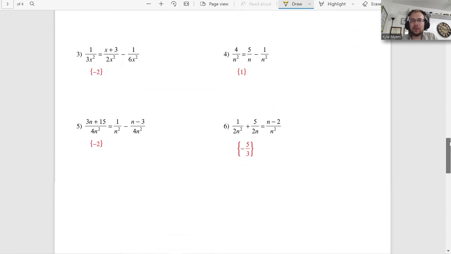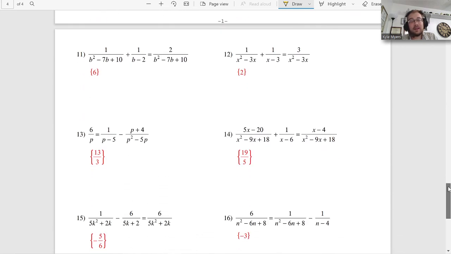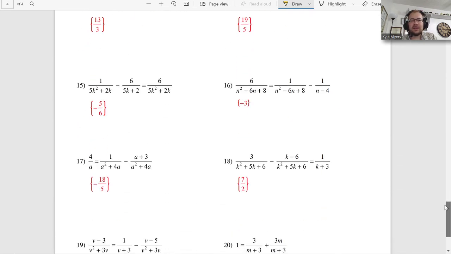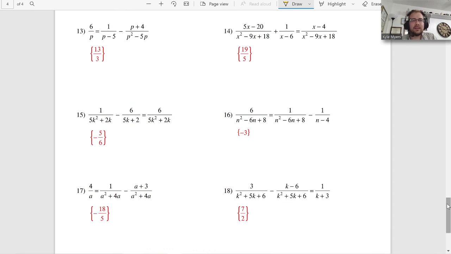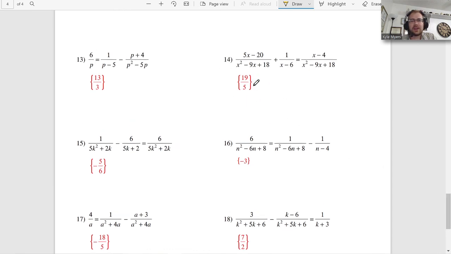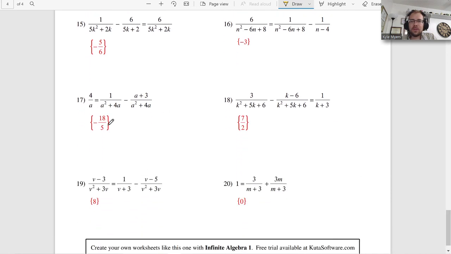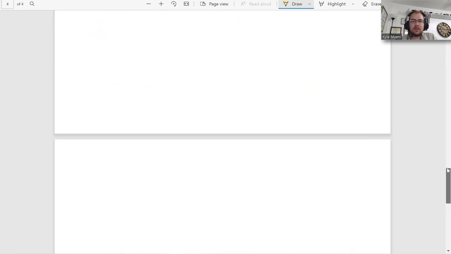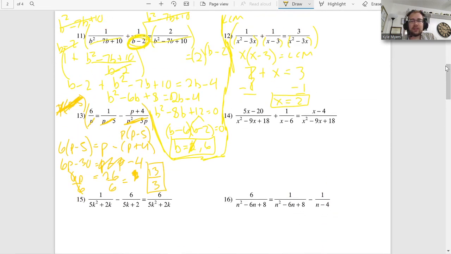13 should be 13 over 3. Yeah, it is. All right, weird. Let's go ahead and look ahead to these other answers here. So it looks like we get a weird fraction here, a weird fraction here, a weird fraction for 17 and 18. All right, so we're getting a bunch of just weird answers here.